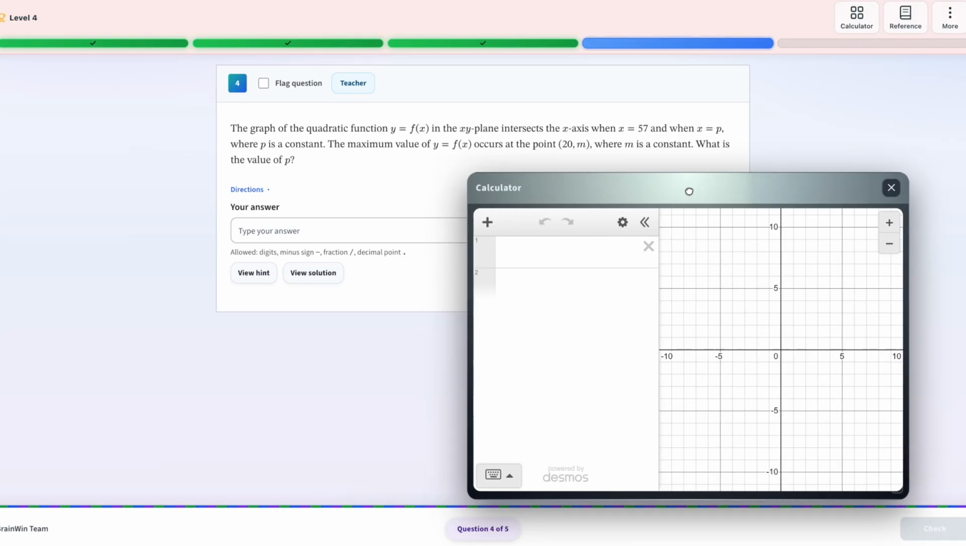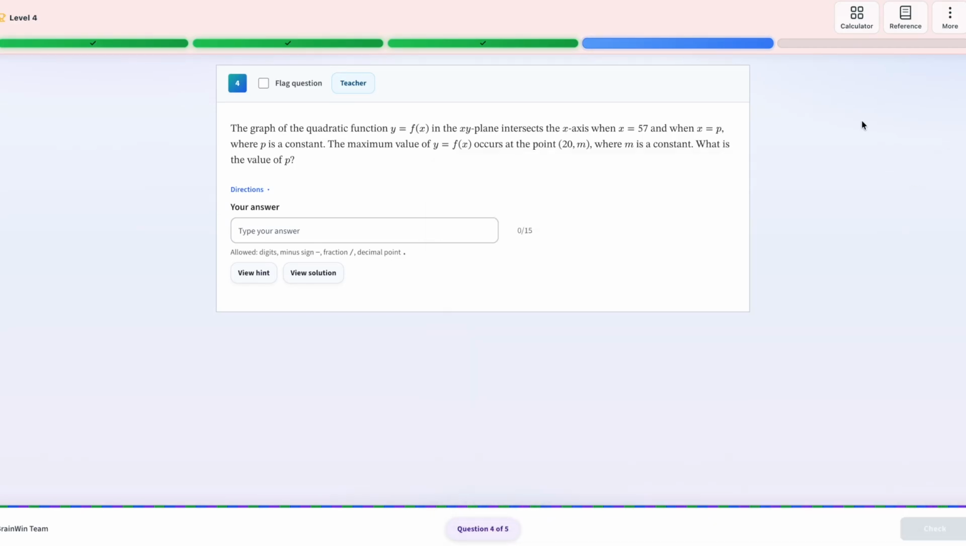For this question, we have a quadratic function that crosses the x-axis at x equals 57 and at x equals p. And we're told that the maximum occurs at the point 20, m, and we need to find p. I know, a lot of information here, a lot of constants, but we can use Desmos to help us. But before actually looking at the Desmos solution, let's think about the way we could do this by hand.